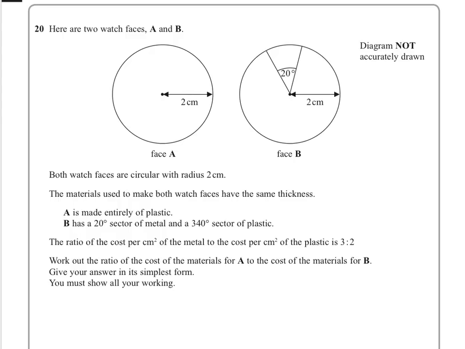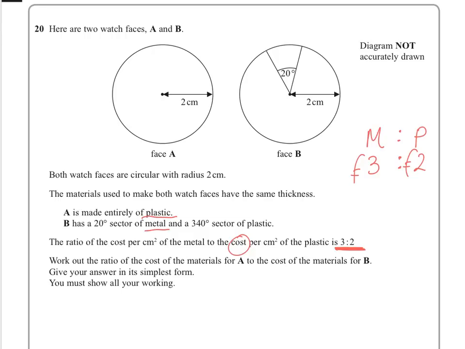There's 2 watch faces, and there's 2 different types of material. So one is plastic and one is metal, and it tells you that the ratio of cost between the metal and the plastic is 3:2. So I would say that's definitely something worth writing down. So metal to plastic is 3:2, and it's about cost, so I guess we could put a pound sign there. So that's definitely something to write down.